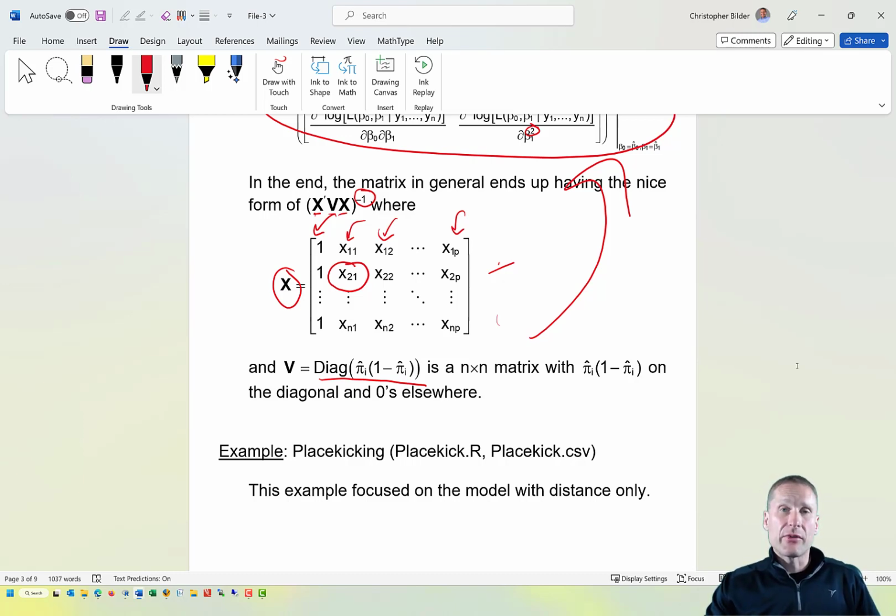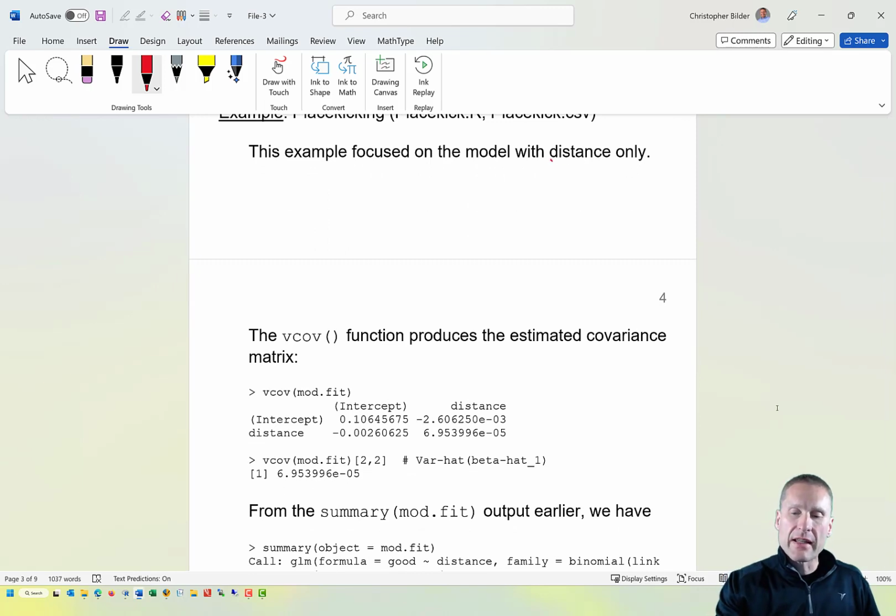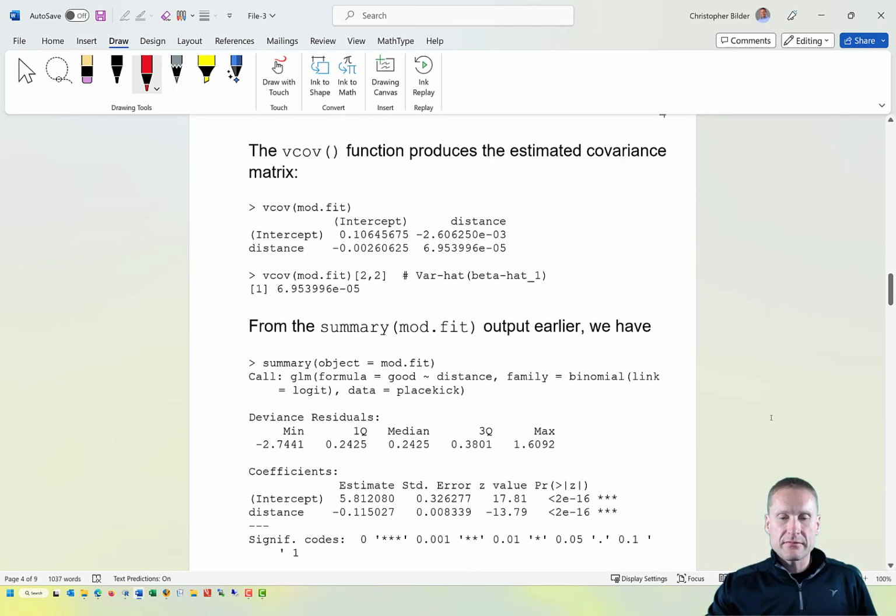Let's get to an example to show you how in R you can have R automatically do these calculations for you. We're going to focus in the place kicking data on a model that has distance only as the explanatory variable. To calculate the estimated covariance matrix, we can use a function called vcov, standing for variance covariance. Note that vcov is actually a generic function in R. And if I say vcov mod.fit, what ends up happening is I get a 2 by 2 matrix.